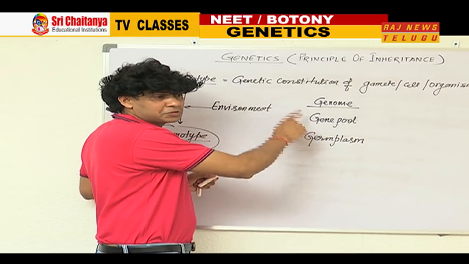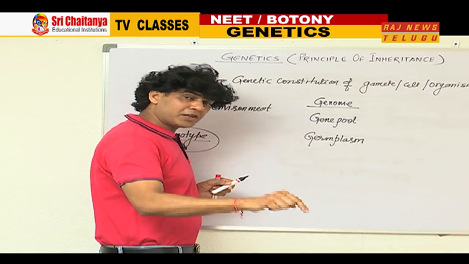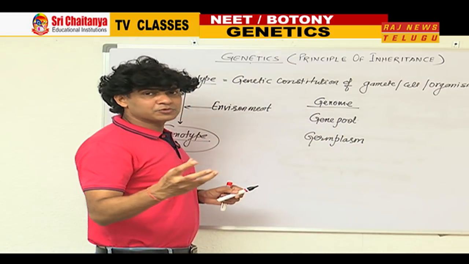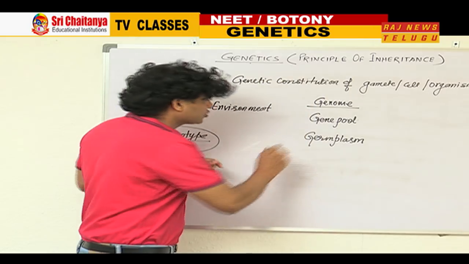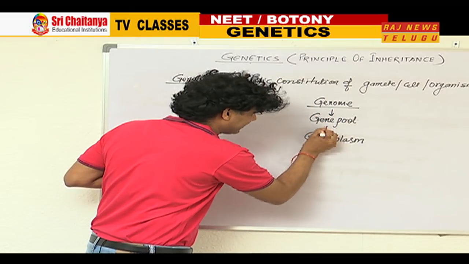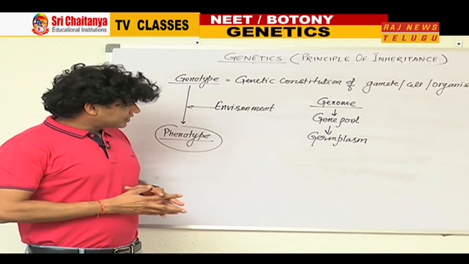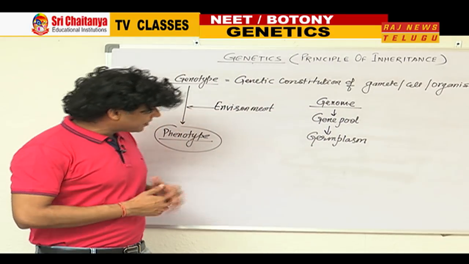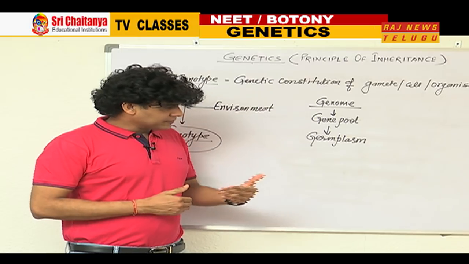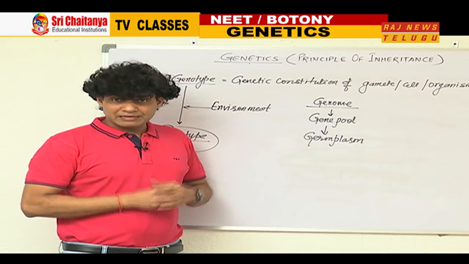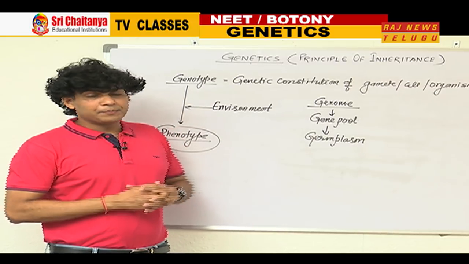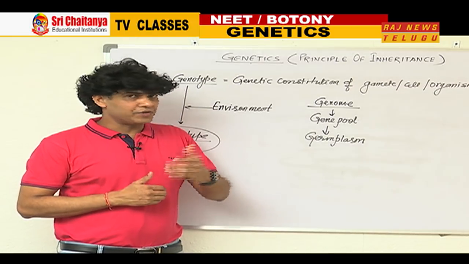So sum total of the genes present in all the individuals of any population, gene pool, and sum total of the genes present in one set of chromosomes, that is the genome. So genome, then gene pool, and then germplasm. So these were some of the terms that we discussed here, but in the coming episodes or classes, the rest of the terminology and the basic fundamentals of genetics we will discuss.